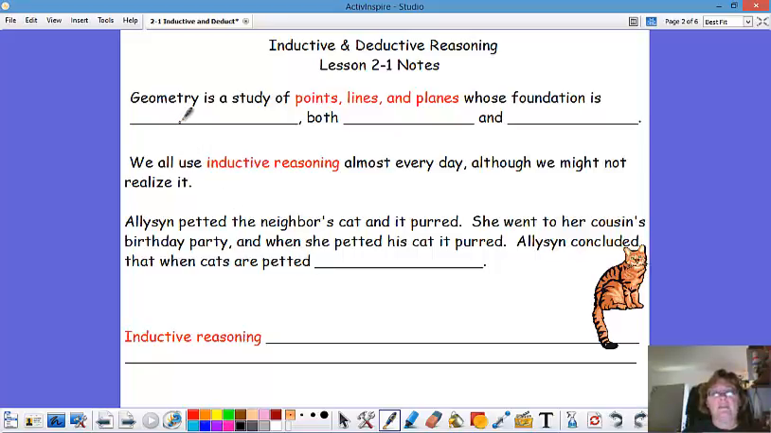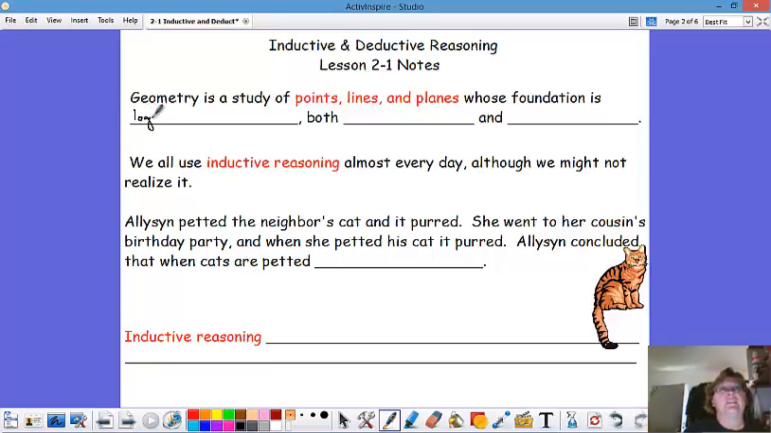Geometry is really a study of mathematics that's based on three not real things, three imaginary kinds of things: points, lines, and planes, which we can't see or touch, right? We can imagine what they look like. However, it's kind of weird to think that the entire study of geometry is based on something that isn't tangible. It can't be seen. Anyway, the foundation of geometry, though, is logical reasoning.